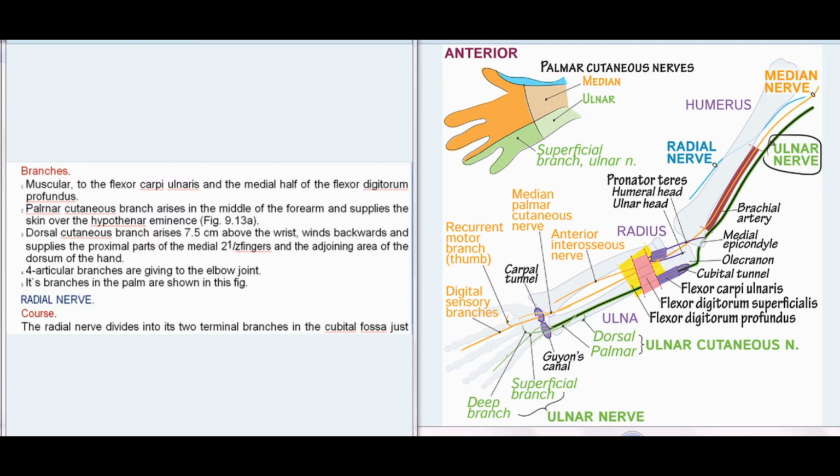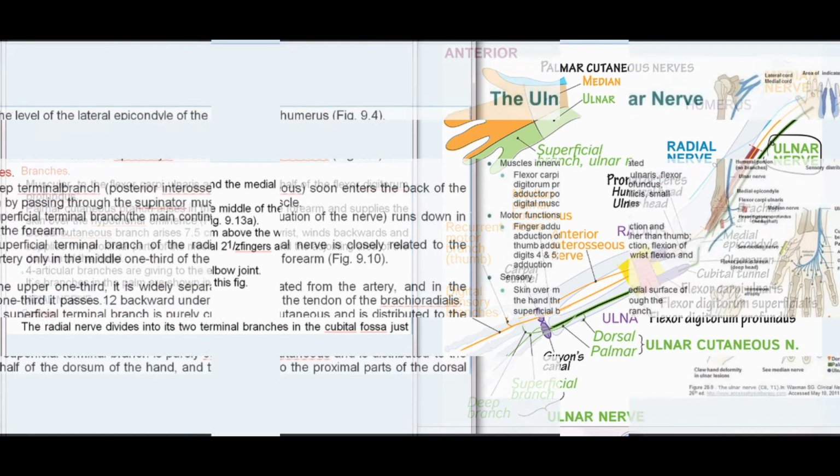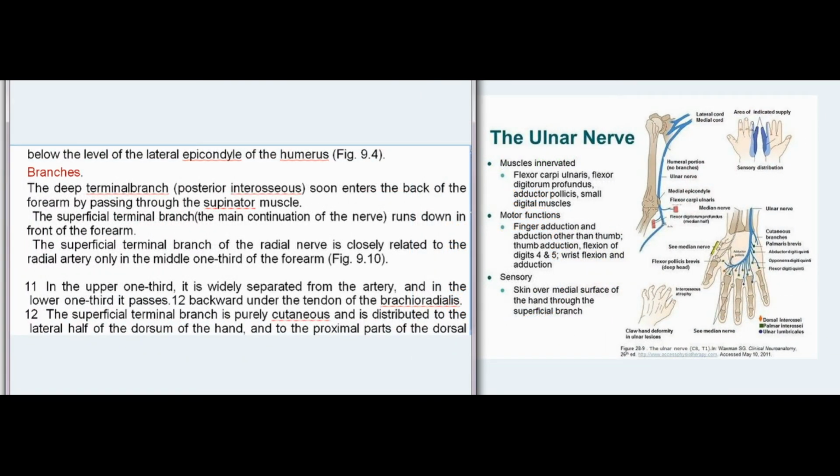Radial nerve. Course. The radial nerve divides into its two terminal branches in the cubital fossa just below the level of the lateral epicondyle of the humerus, Fig 9.4. Branches. The deep terminal branch, posterior interosseous, soon enters the back of the forearm by passing through the supinator muscle. The superficial terminal branch, the main continuation of the nerve, runs down in front of the forearm.